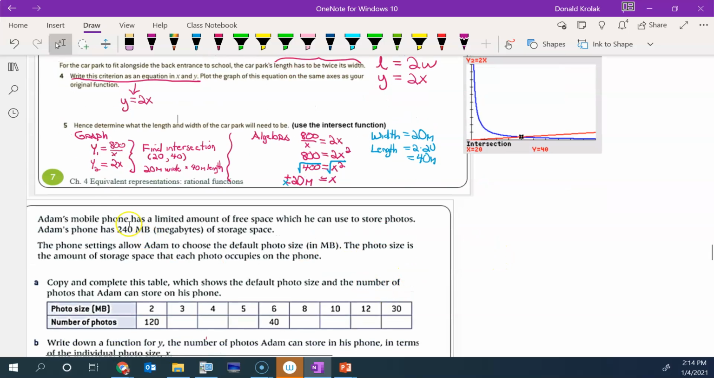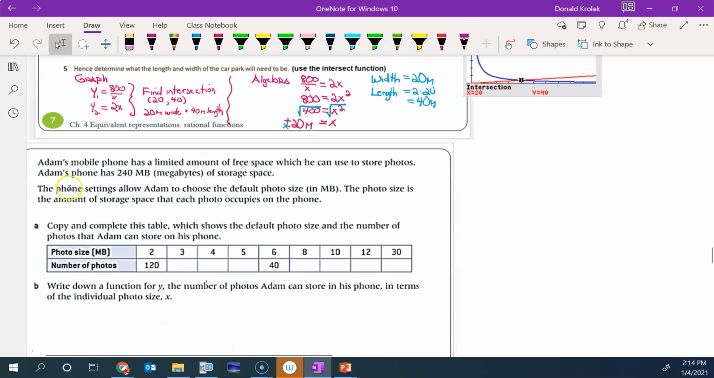All right, so Adam's got a mobile phone. Okay, well, so that tells you right now it's a pretty old problem. Nobody calls it mobile phone. And it's got a limited amount of free space to store photos. It only has 240 megabytes, which is like nothing to store photos. Yeah, this is an old problem. Okay, the phone settings allow Adam to choose the default size in megabytes, and then the photo size is the amount of space that each photo occupies on the phone.